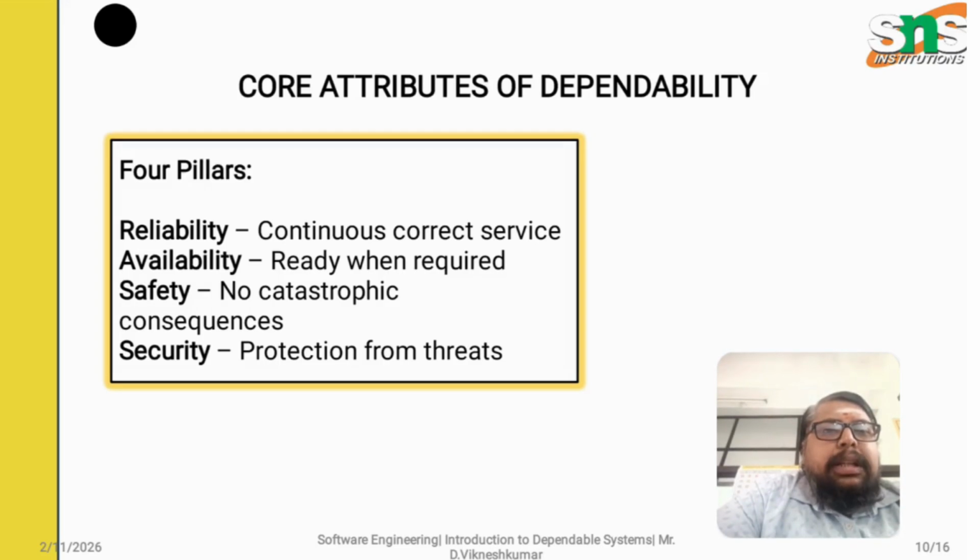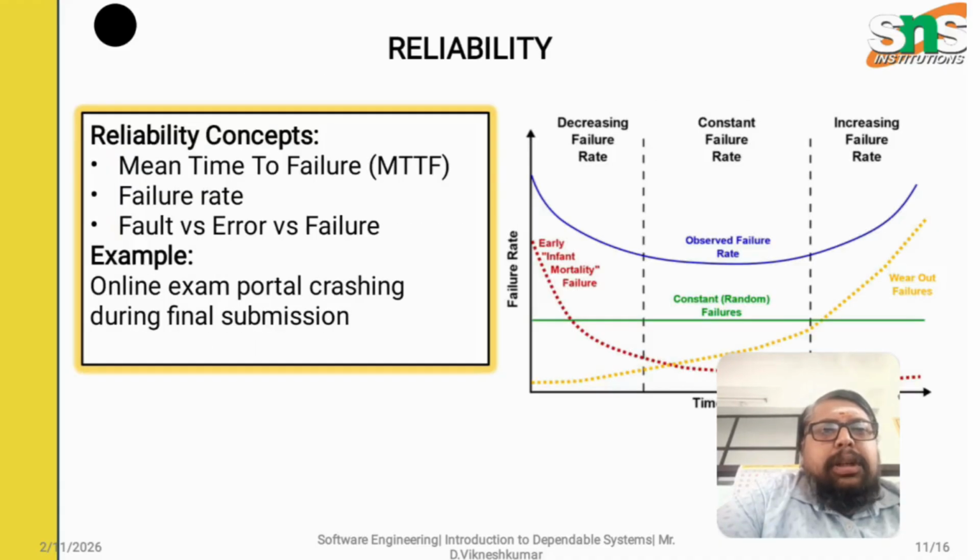So reliability says how the continuous correctness of the system can be maintained. Availability says it is ready when required. Safety says there will be no catastrophic consequences, and security says there is protection from threats. These are the core attributes of dependability. Next we look at the term reliability.